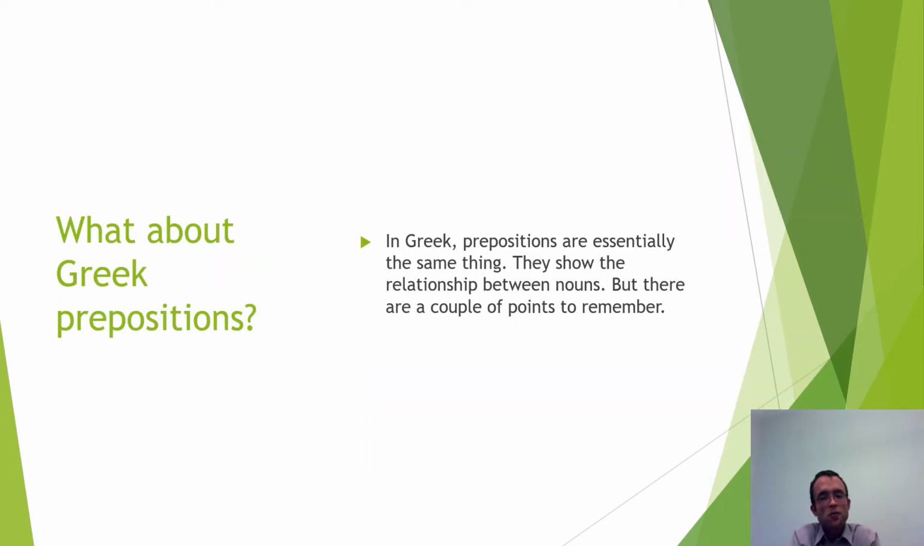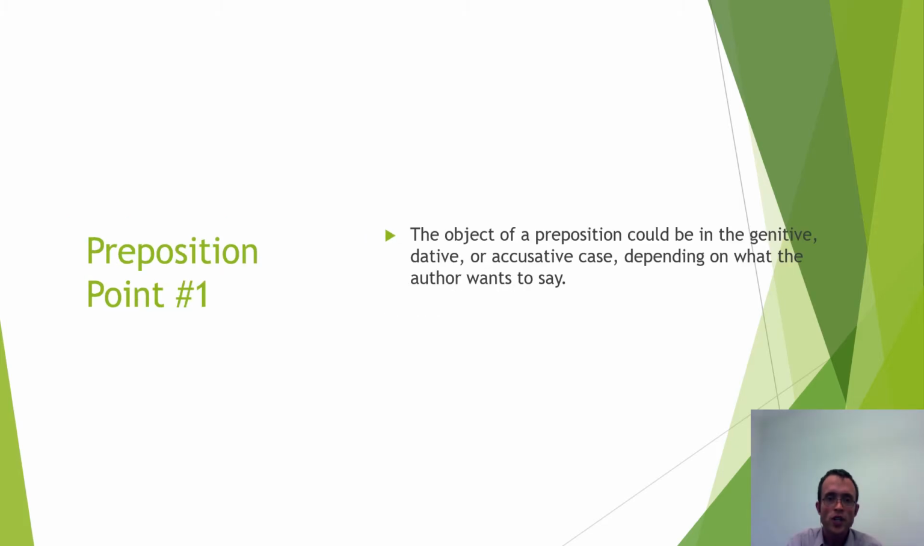So, what about Greek prepositions? Well, in Greek, prepositions work essentially the same way. They show the relationship between nouns, but there are a couple of important points that we need to remember. The object of a preposition could be in the genitive, dative, or accusative case, depending on what the author wants to say. Now, what's the object of a preposition? Well, think about it as like the second noun in that two-noun relationship.